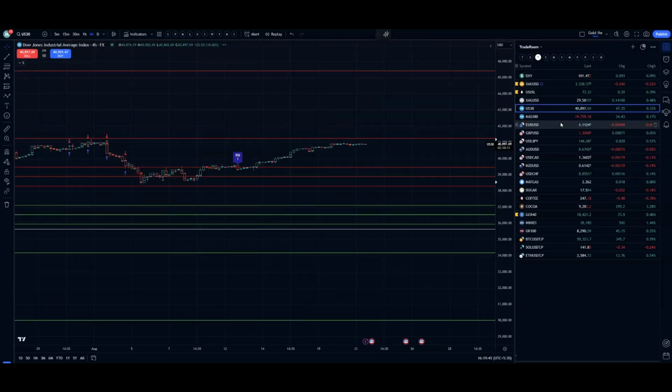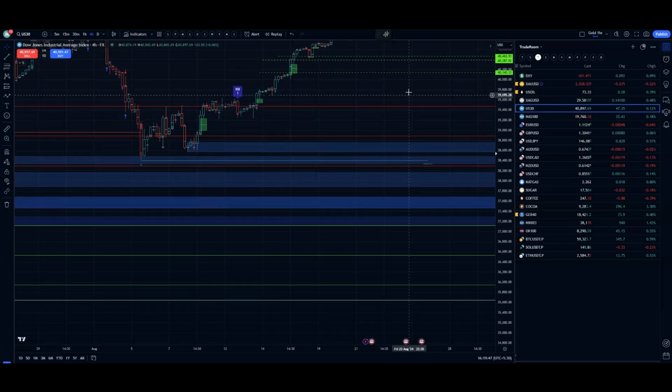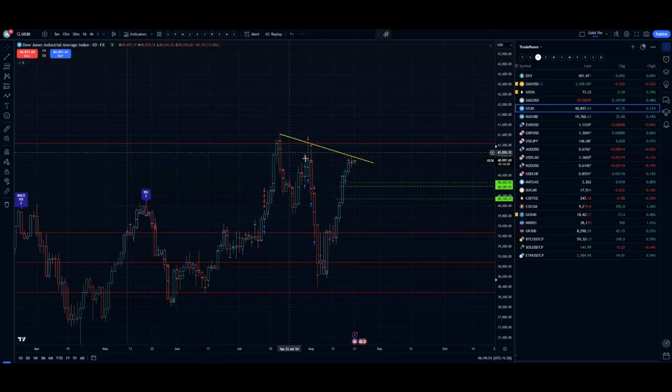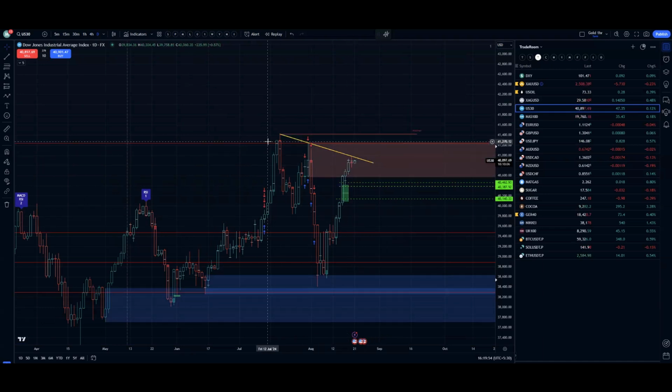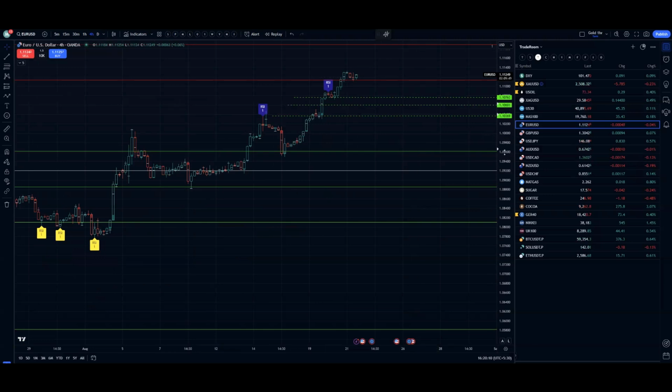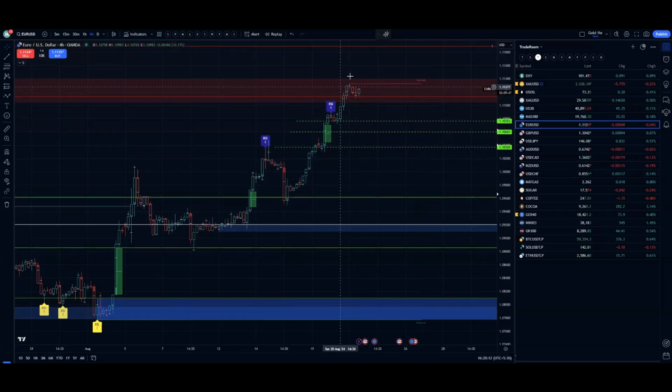Nasdaq, as I mentioned, potential for a longer term downside is there. The SMC order block is there. The pivot level is a bit higher, but the trend line is suggesting that we might see some downside in the near future.